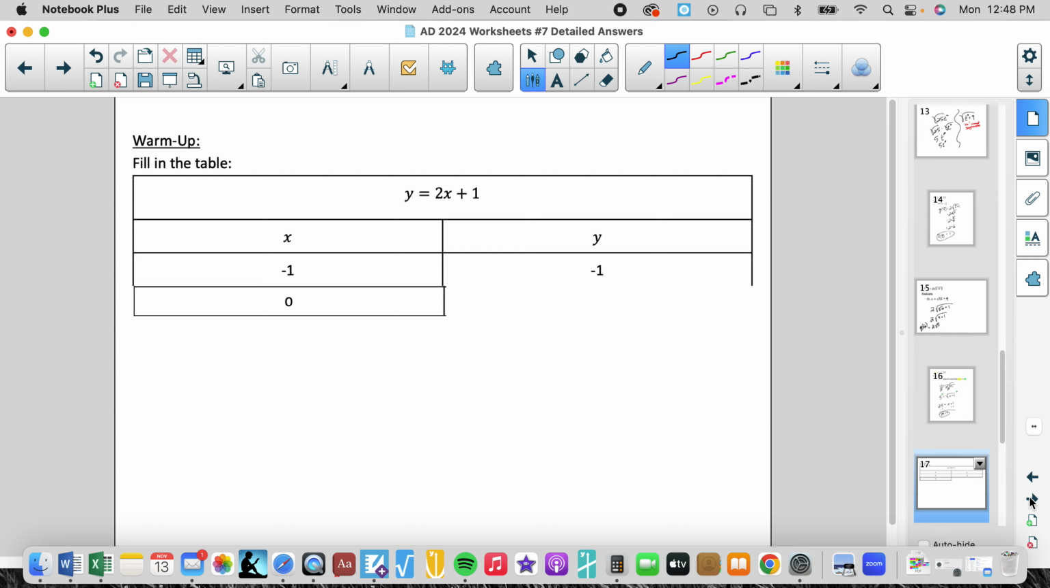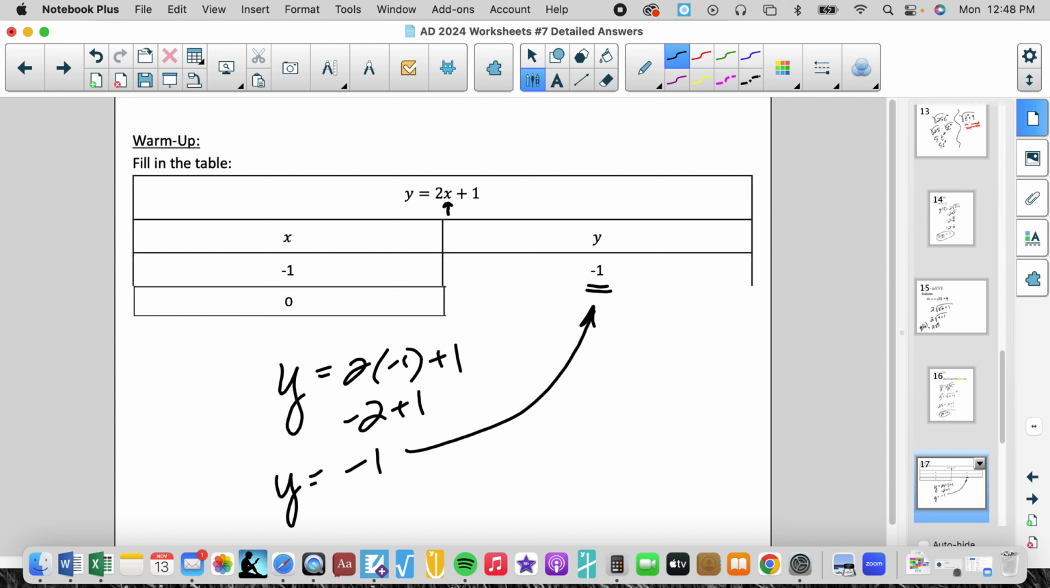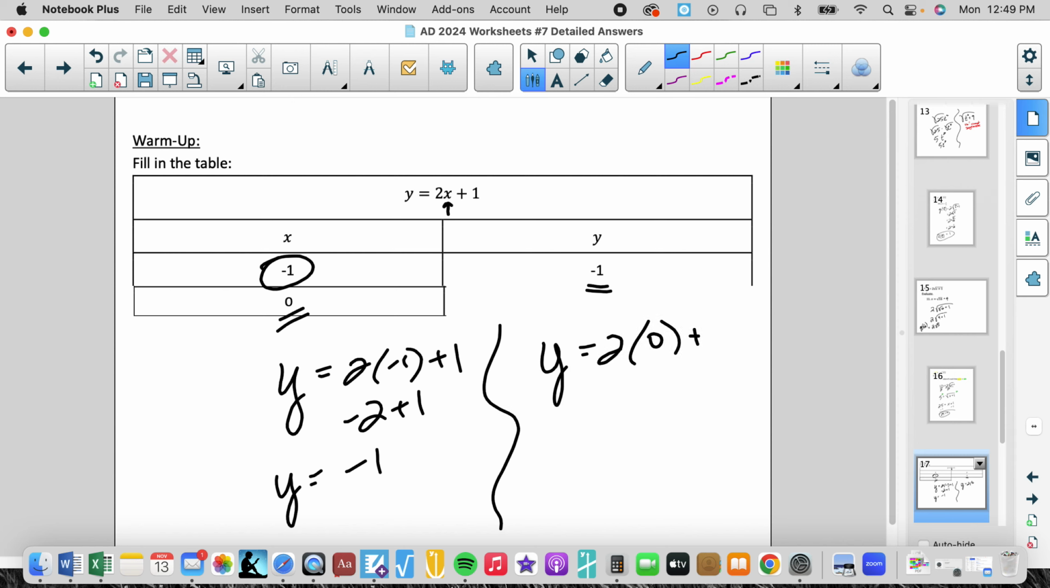Warm-ups. So negative 1, we're going to plug in for x. So, actually, we did that, and then we have to do the next one, which is 0. So if we plug in negative 1, 2 times negative 1 plus 1 is negative 2 plus 1 is negative 1. And yes, y equaled negative 1 when we plugged in negative 1 for x. But this is what they want us to do. Let's do it for 0. So y equals 2 times 0 plus 1. Y equals 0 plus 1, y equals 1. So when x is 0, y is equal to 1.